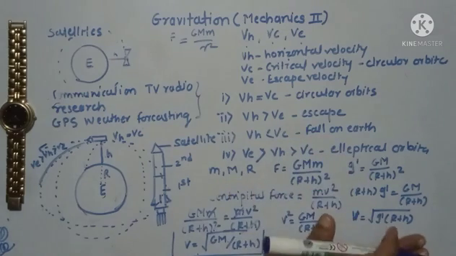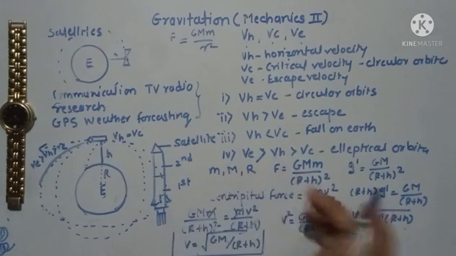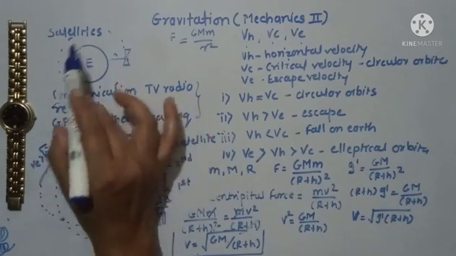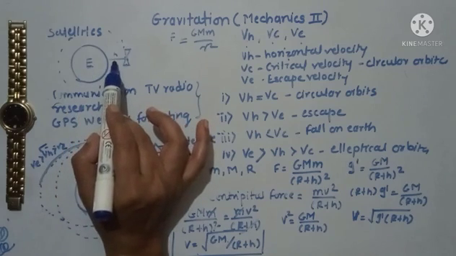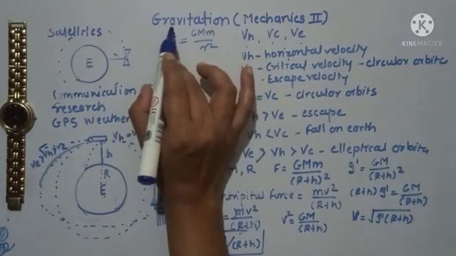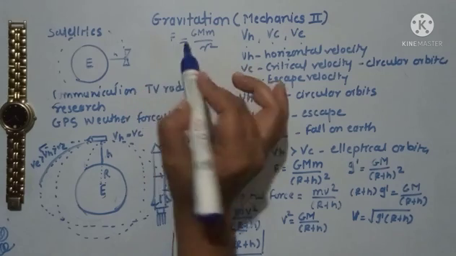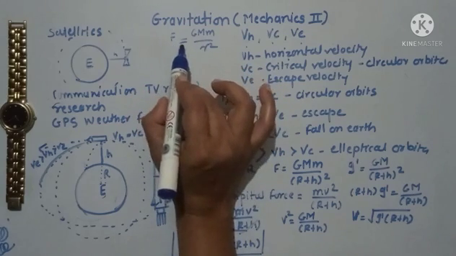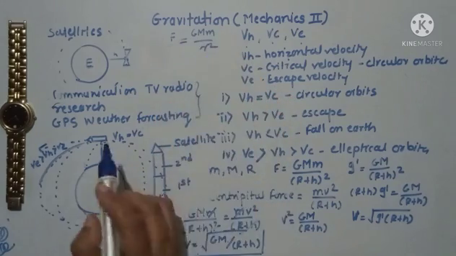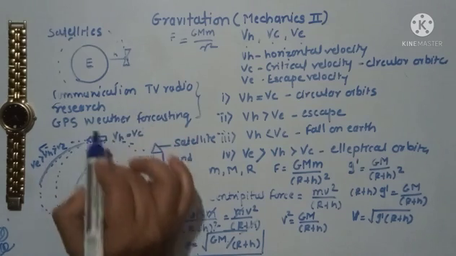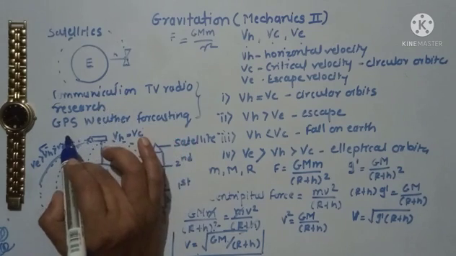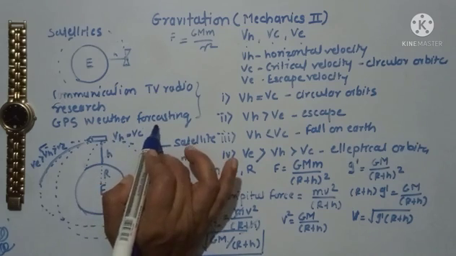So the moral of the story of this lecture is that you can have an artificial satellite revolving around the earth at a particular height h, and you can do all the complicated calculations starting from the gravitational force field and Newton's law of gravitation, which is given by F is equal to GMm upon r square. So artificial satellites are launched in different orbits of the earth for communication, for research purposes, for GPS purposes, and for weather forecasting.